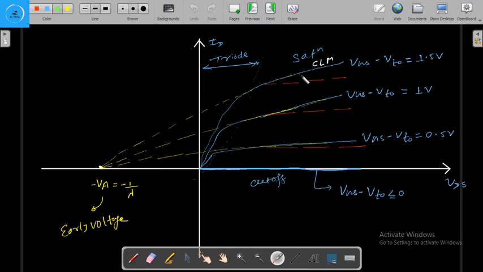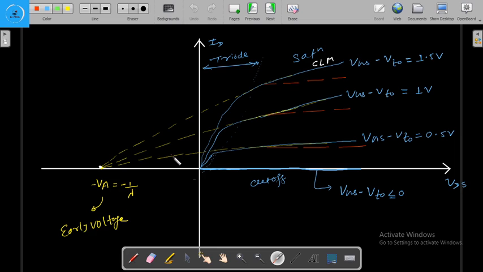Earlier, without channel length modulation, the drain current is constant or saturated in the saturation region, but because of the channel length modulation, the drain current is increasing in the saturation region. And now when we extend this plot, it will cut the VDS axis at a point, and that point is called the early voltage, equal to 1 by lambda, where lambda is a process technology parameter, and its dimension is volt inverse.